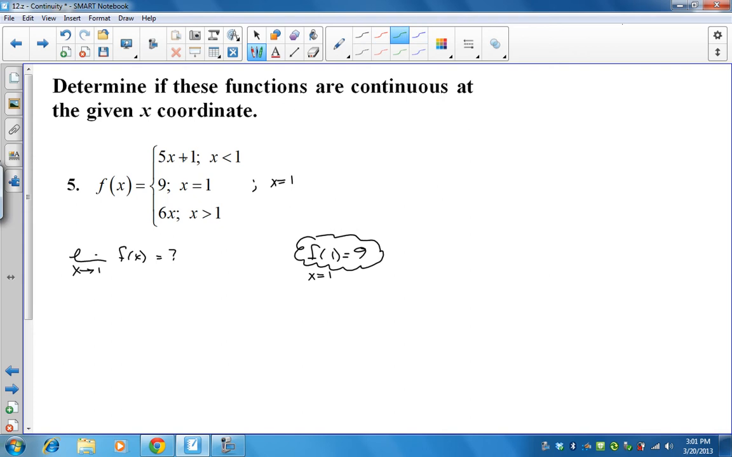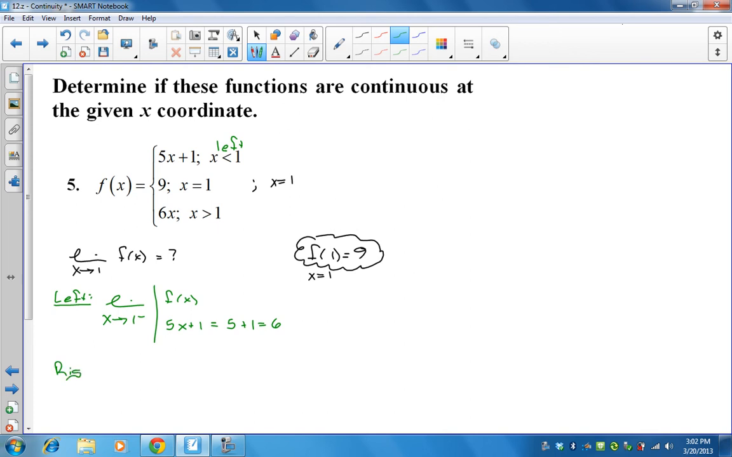But again, we're going to have to look at left and right sides separately because this is a two-sided limit. Limit as x approaches 1. I'm going to have to look at the left side first. I guess you could look at the right side first. I'm doing left side. So limit as x approaches 1 from the left of your function. And the left side of 1, that's when x is smaller than 1. So I'll plug into the function 5x plus 1. And if I plug in 1, 5 times 1 is 5, plus 1 is 6. Okay, so there's my left side.